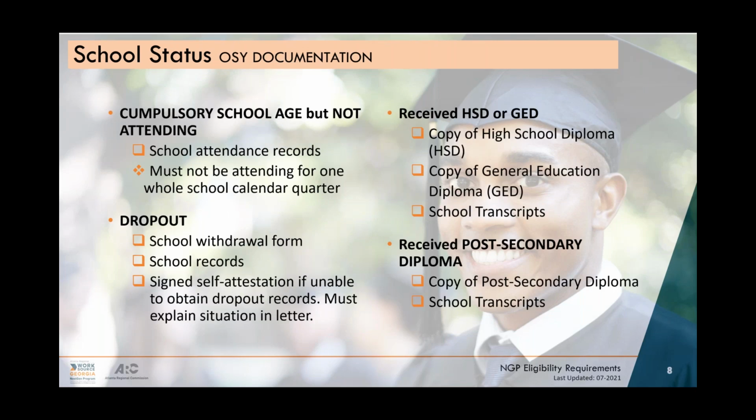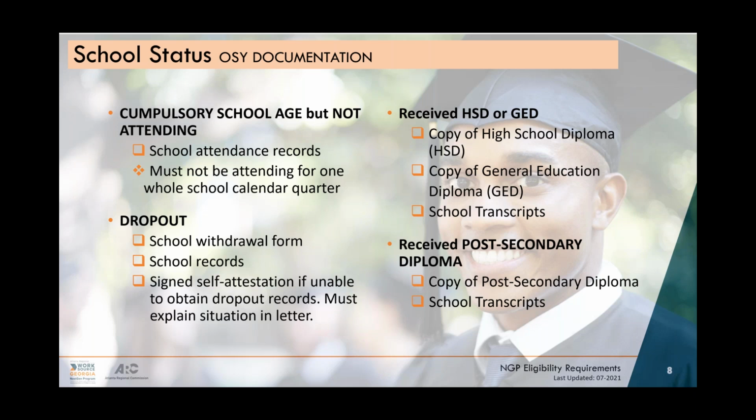So for school status, for out of school youth, you have 4 different possibilities of school statuses that you may have to get verification for. One is compulsory school age but not attending. That means that the person is 16 or younger and they're not in school. They haven't been going to school. You must not be attending school for one whole school calendar in order to be considered under this category.